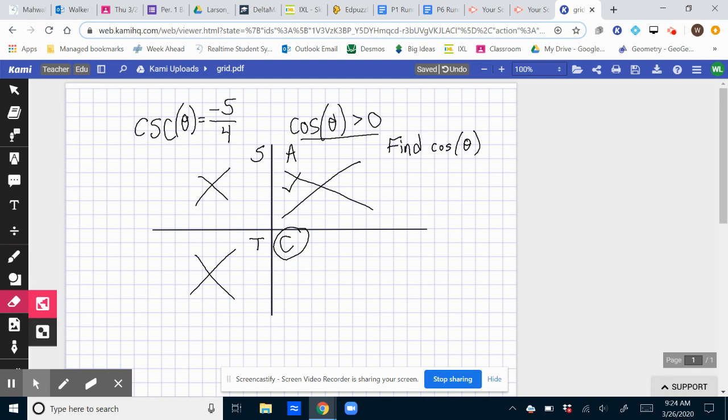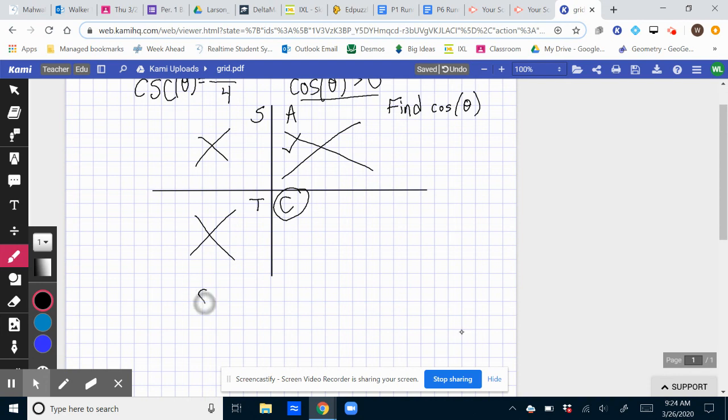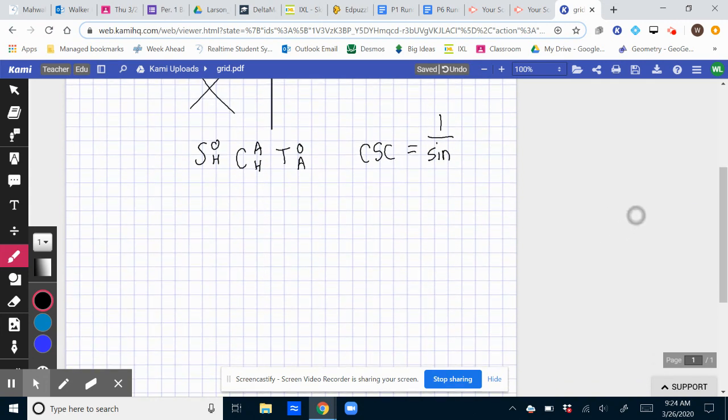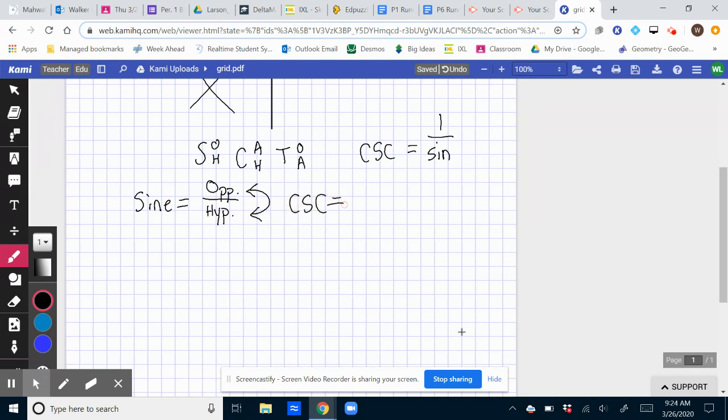Now, the next key thing that you need to use here is SOHCAHTOA. Sine is opposite over hypotenuse, cosine is adjacent over hypotenuse, tangent is opposite over adjacent. You need to know that cosecant is the reciprocal of sine. So if sine equals opposite over hypotenuse, flip them, and cosecant equals hypotenuse over opposite. That's what a reciprocal is, you flip it.